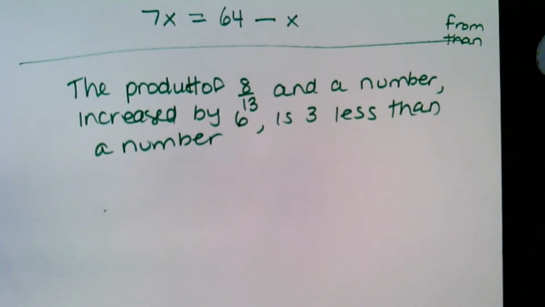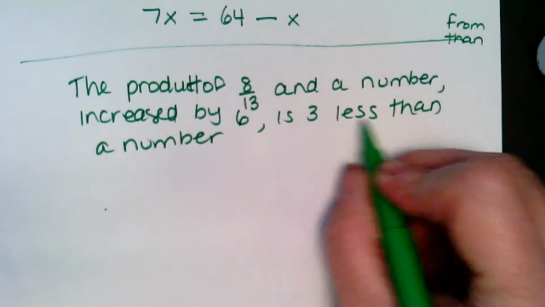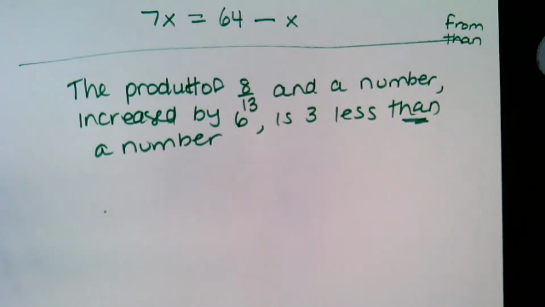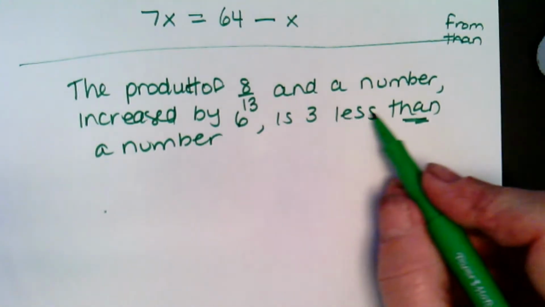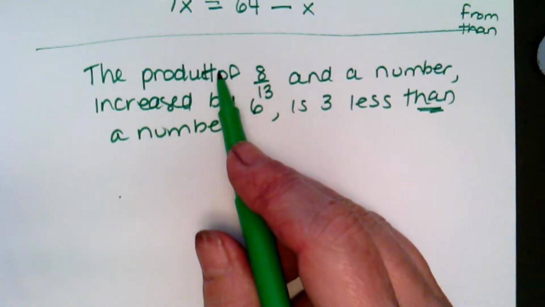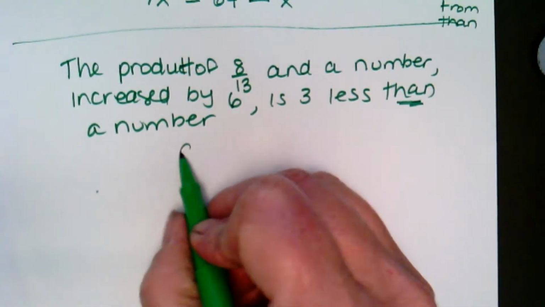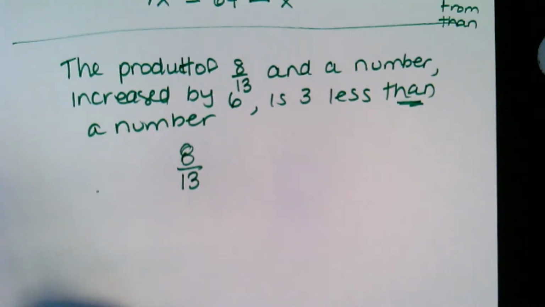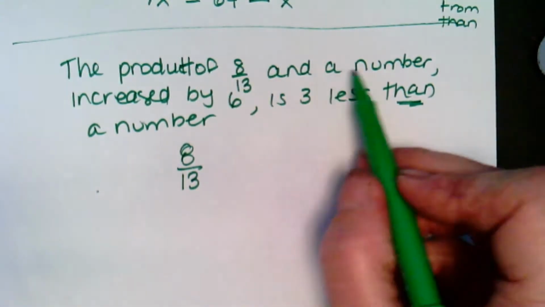Alright, so another thing to remember is commas usually mean parentheses. So since we have the product of 8 13s and a number, comma, increased by 6, comma, that means somebody's got to be in parentheses. Also, we have that word than in there, which I told you if it came, we don't want to write it in the order that it's written. We want to flip-flop it. So let's start at the beginning. Product means multiply in math. So we're taking 8 13s and we're multiplying it by a number.